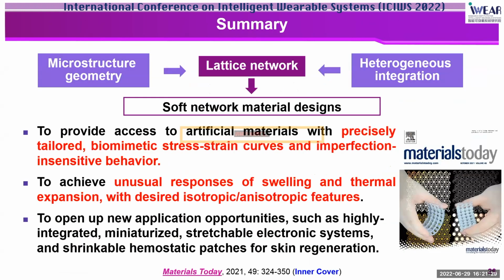Okay, then I would like to make a short summary of this talk. In conclusion, we have incorporated strategically designed microstructures into the lattice network with the proper geometries and heterogeneous integration. The result is a class of soft network designs that can achieve either biomimetic properties or unusual responses of swelling, thermal expansion, and Poisson's ratios. And these soft network materials can open up new application opportunities, such as highly integrated stretchable electronic systems and shrinkable hemostatic patches for skin regeneration.